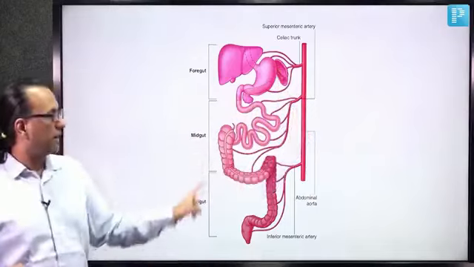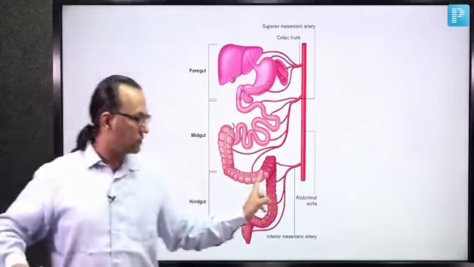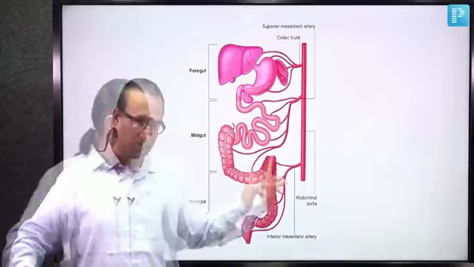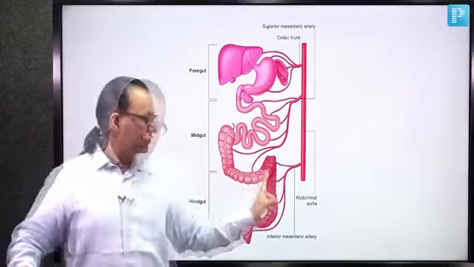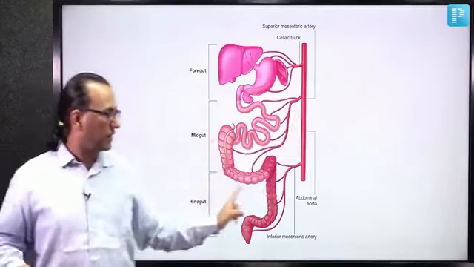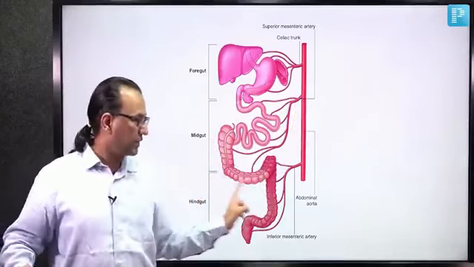The junction of the midgut and hindgut is on the transverse colon, at the junction of the right 2/3 of the transverse colon and the left 1/3 of the transverse colon, which is the splenic flexure, and that is the point till which the superior mesenteric artery will be supplying. The superior mesenteric artery supplies till the right 2/3 of the transverse colon, along with the vagus nerve. The vagus nerve supplies till the midgut.